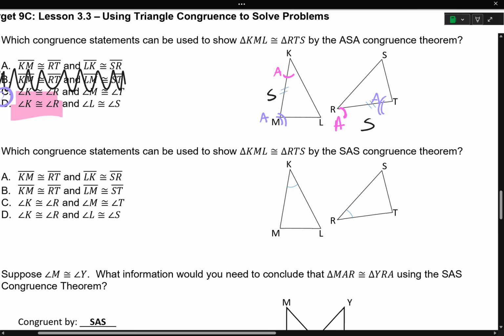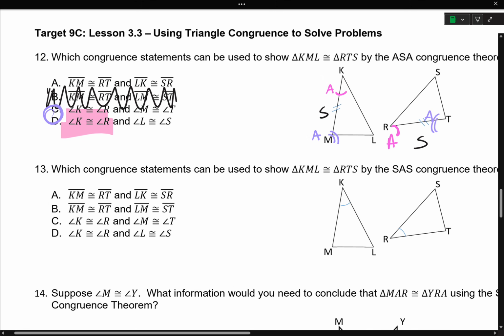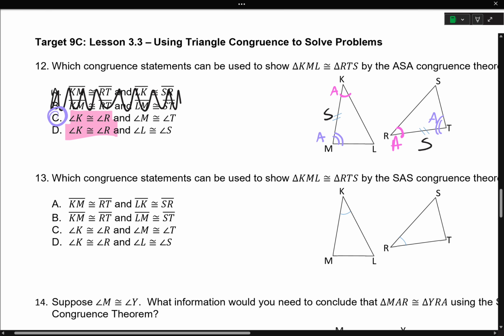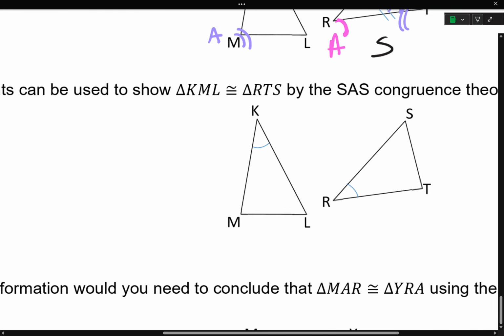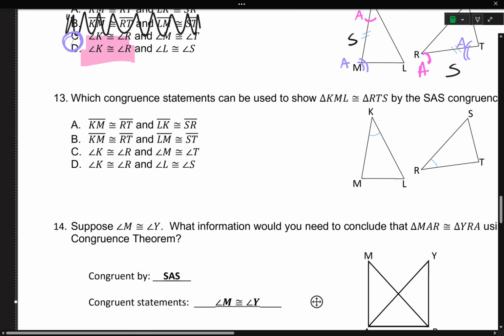Alright, well, take a look at 13. What did I give you? Angles or sides? I give you an angle. So, we need two sides. Which means we can cross off C and B. We don't need any angles.